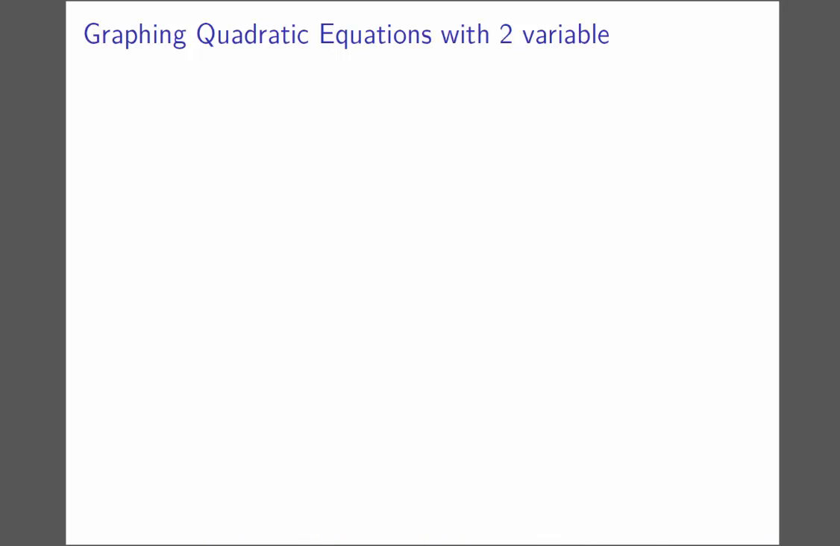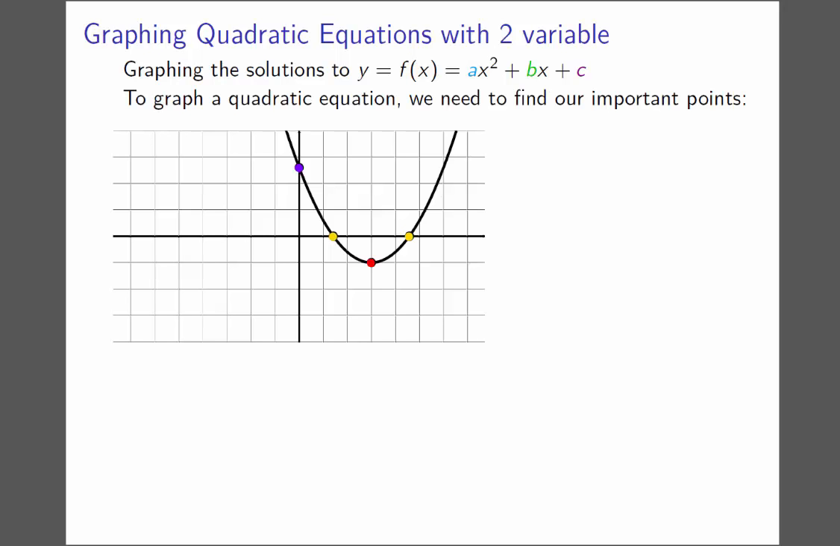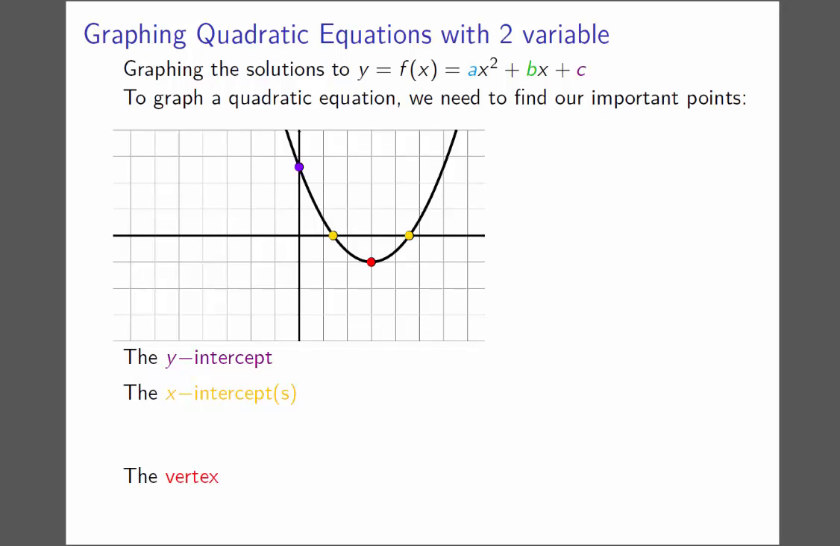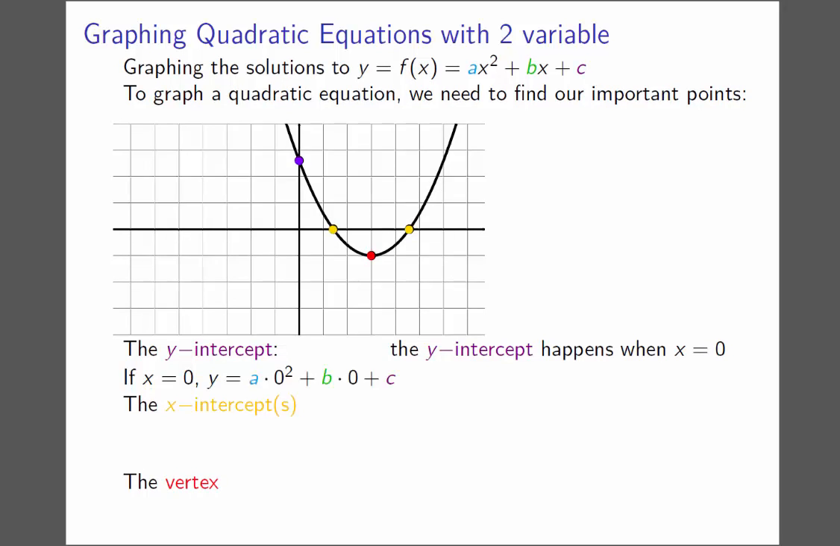Now let's bring what we found back to graphing solutions of y equals ax squared plus bx plus c, which we can also think of as the function f of x. To graph this quadratic equation, we need to find these important points that we saw: the y-intercept, the x-intercepts, and the vertex. Like with lines, the y-intercept happens when x equals 0. So if x is 0, then y equals a times 0 squared plus b times 0 plus c, which is just c. So we get that the y-intercept happens at the point 0, c.